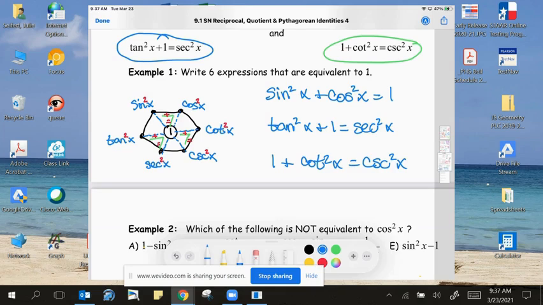Be aware, you can solve any of these for a different function. So in the second one, tangent squared x plus 1 is secant squared x. That could be solved for tangent squared x. Tangent squared x would equal secant squared x minus 1. Or cotangent squared. If we wanted cotangent squared x by itself, that would be cosecant squared x minus 1. So you can solve these with basic algebra and rearrange them.